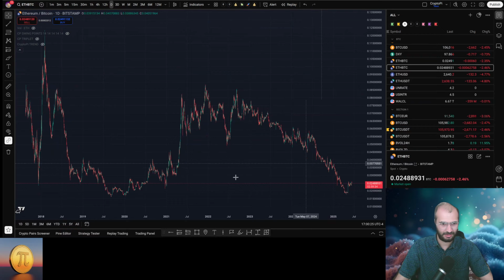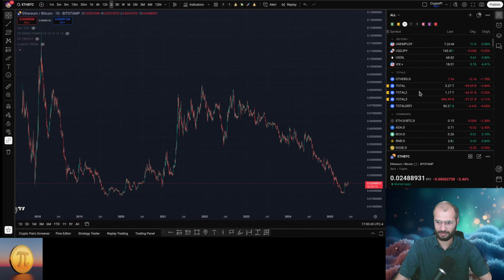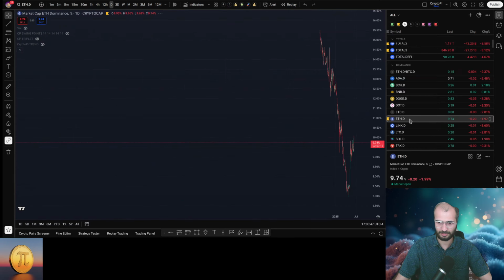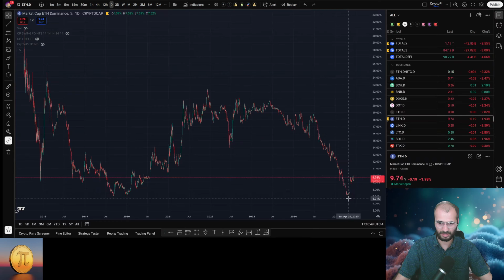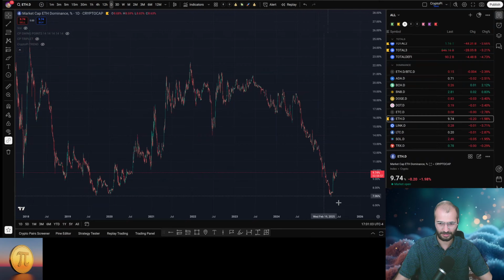Now, what we see here is Ethereum on the daily time frame, where it has put a low for this cycle on April 24th, which was not the all-time low. But if we look at the dominance of Ethereum over here, then we can see that on April 24th, the Ethereum dominance went far below its previous all-time lows. There is nothing before here, so apparently it did cross its all-time low.